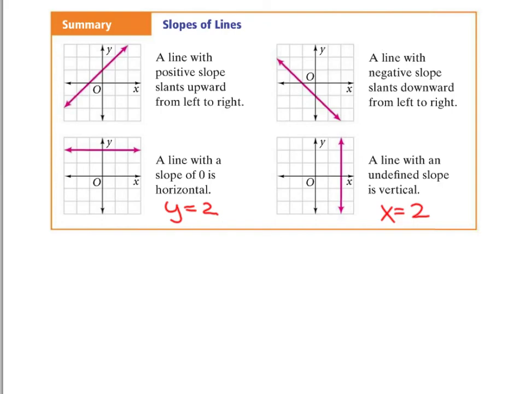It summarizes everything that we've gone over in this lesson. A line with a positive slope is going to slant upward from left to right. A line with a negative slope slants downward from left to right. A horizontal line looks like this, side to side, 0 fun, has a slope of 0. And these equations are going to look like y equals 2 or y equals 5, y equals some number. A line with a vertical slope, which is undefined, is going to look in the form of x equals a number. So very different than what we've seen in the past.